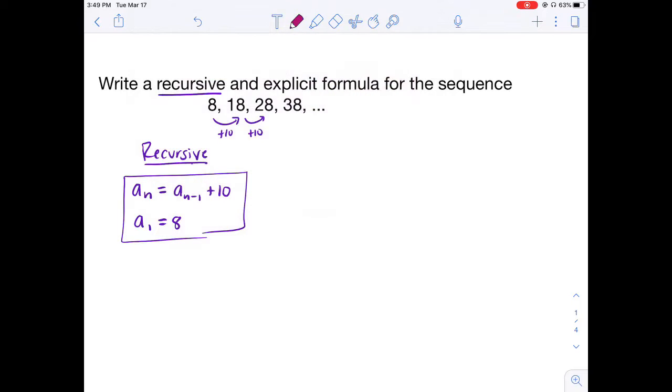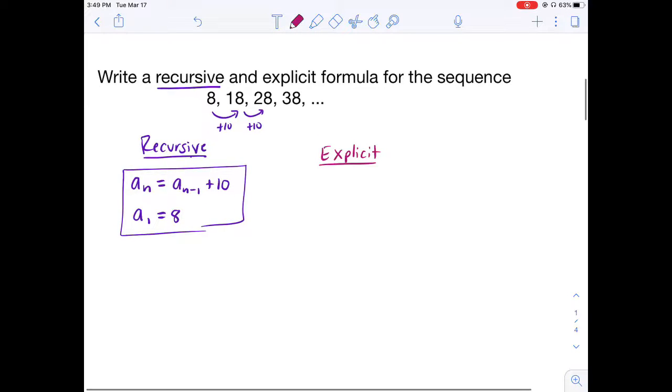Next up, we're going to do the explicit formula. Remember, for the explicit formula, we want to be able to directly plug in any value of n and it will directly spit out the number 18, or the number 38. So here's a couple of things to think about. For the nth term, what is happening each time? Well, every time I'm taking 8 and I'm adding 10. And if I think about getting from 8 to 28, well, then I would add 20. Well, that's 10 times 2.